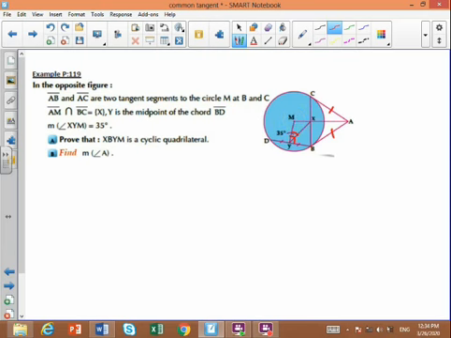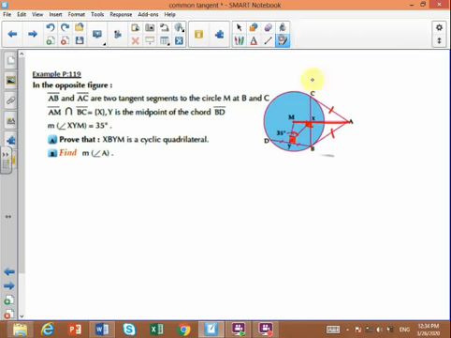Excellent. This is a tangent segment and this is point A. There is a line between the center and the point of intersection of the tangent segments, so this will be perpendicular. What did you notice here? I noticed that measure angle MXB plus measure angle MYB equals 180. So MXBY is a cyclic quadrilateral, okay, because the sum of the two is 180.